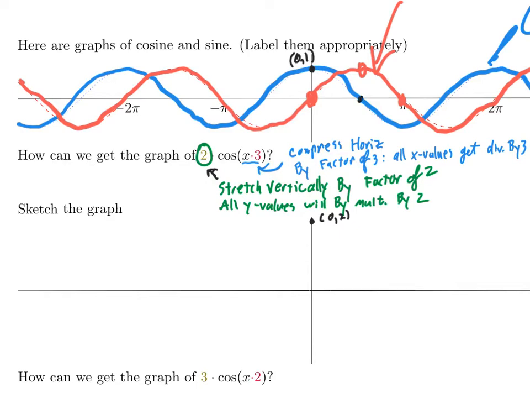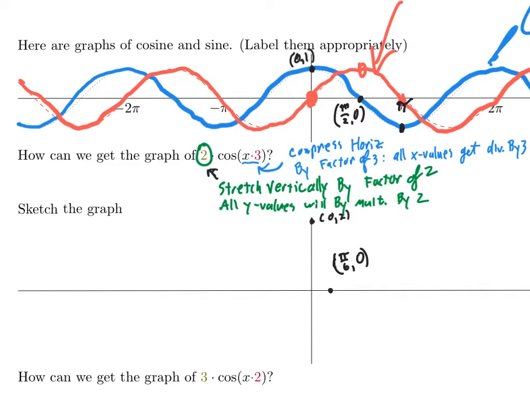So let's trace this next point. This next point, where cosine is 0, is halfway between 0 and pi, so that'll be pi over 2, 0. And yeah, cosine of pi over 2 is 0, right? Cosine of a right angle is 0. So for that point, the x value will get divided by 3. So pi over 2 over 3 is pi over 6. 0 will get multiplied by 2, and 0 times 2 is still 0. So it will pass through the point, and like I said, I'm not going to worry about having a totally good scale, (pi over 6, 0).